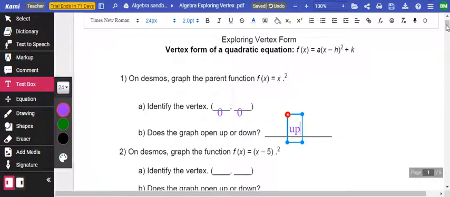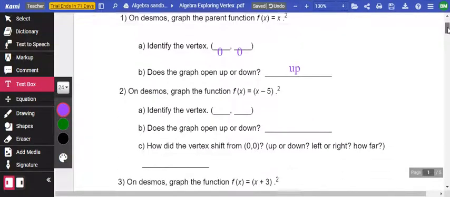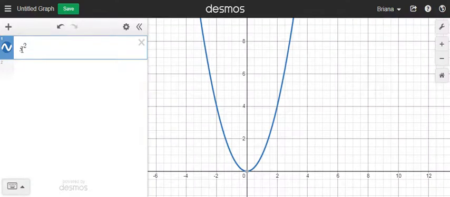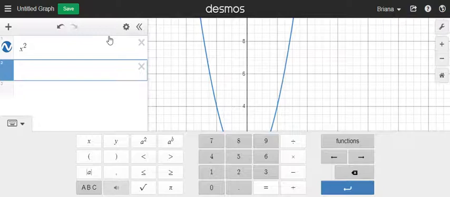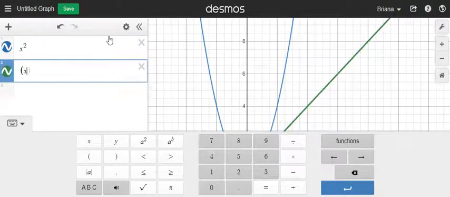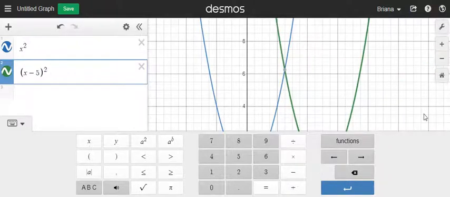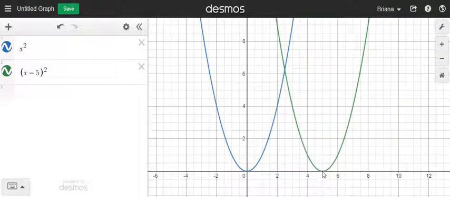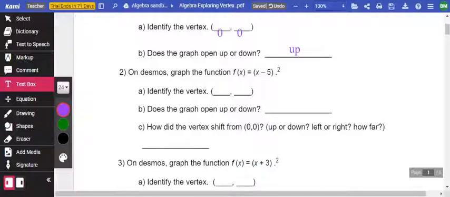Okay, now we're going to change it. Instead of just our parent function of x squared, we are going to look at x minus 5 squared. So I'm just going to go back in here and add another one. There we go. And we can see in green that my vertex is right here, 5, 0.